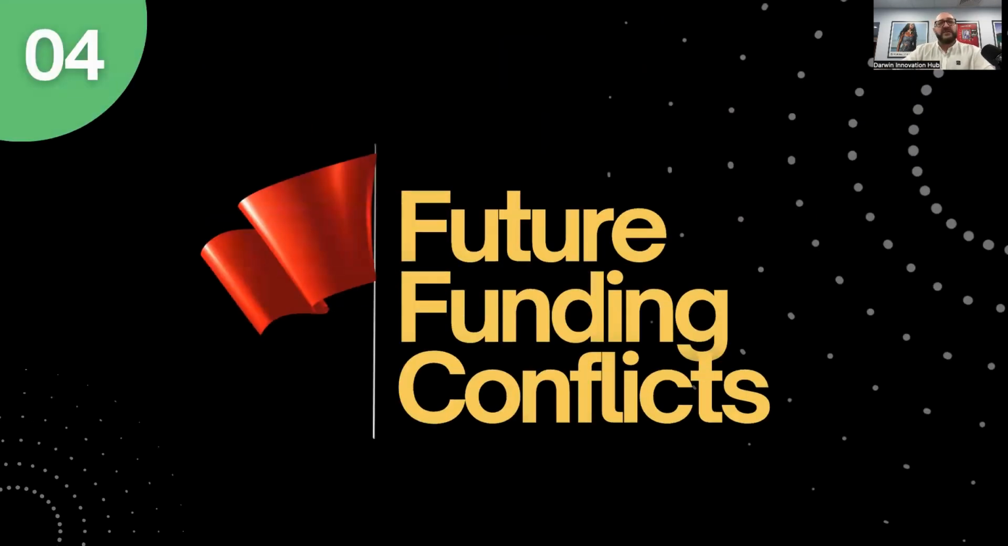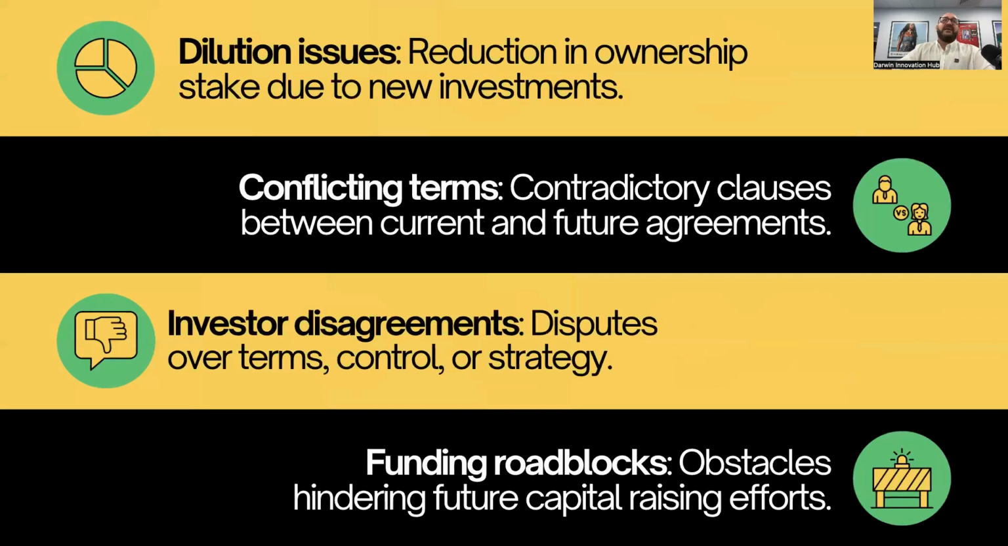Some future funding conflicts that could be red flags are things like dilution issues. The reduction in ownership stake due to new investments means it doesn't just affect the investor, it also affects you. Conflicting terms, contradictory clauses between current and future agreements. So if, for instance, the future agreements completely contradict the current ones, you're going to have a problem, and you're going to face probably a lot of legal trouble as well.